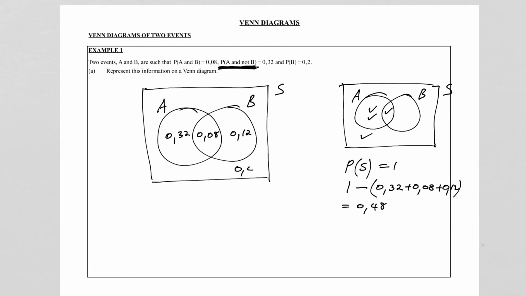So outside is 0.48. To make sure that you are correct, you may take this plus this plus that plus this one, and those four must equal 1. And when you do it, you will see it's equal to 1. So that means our Venn diagram is now complete. So we are now ready to answer the questions based on this Venn diagram. So let's just go to the next screen and you will see the questions.